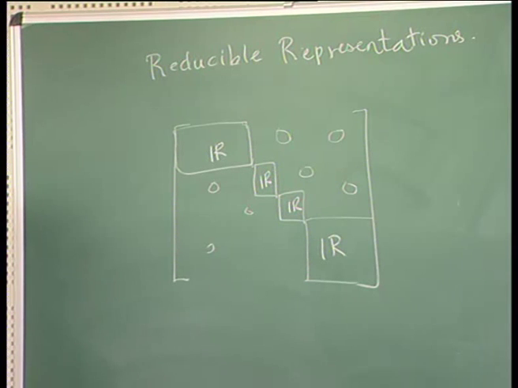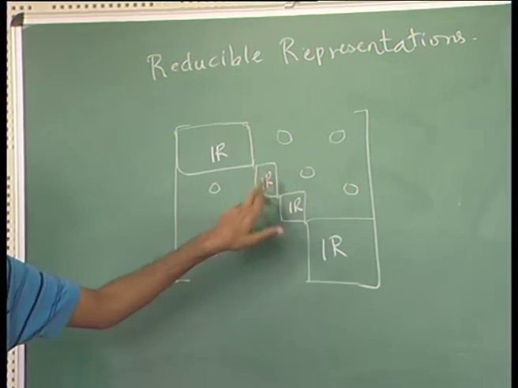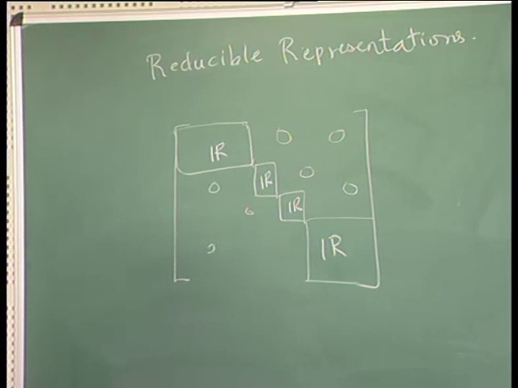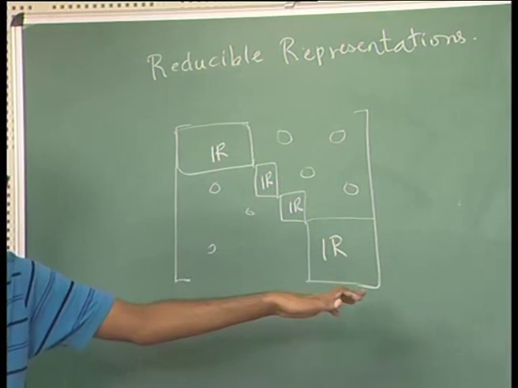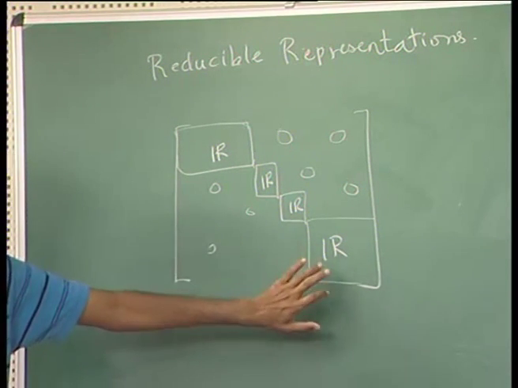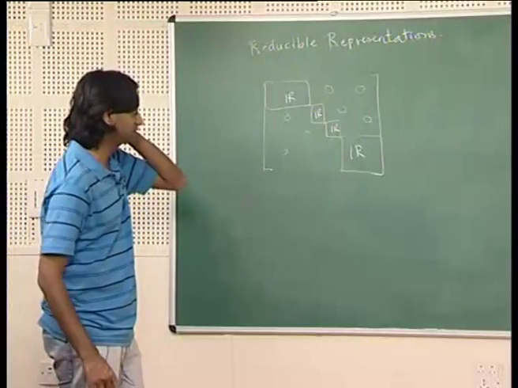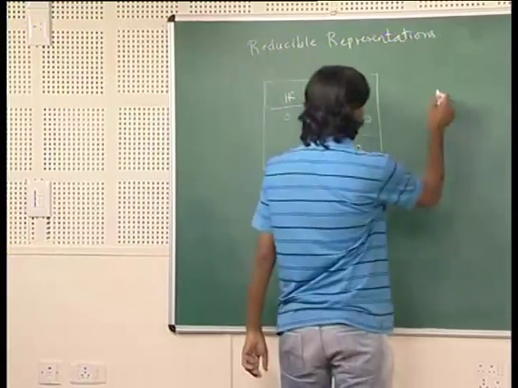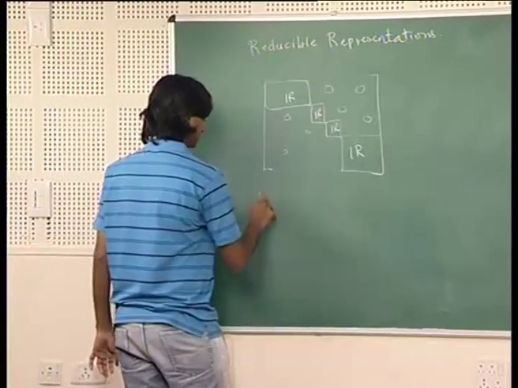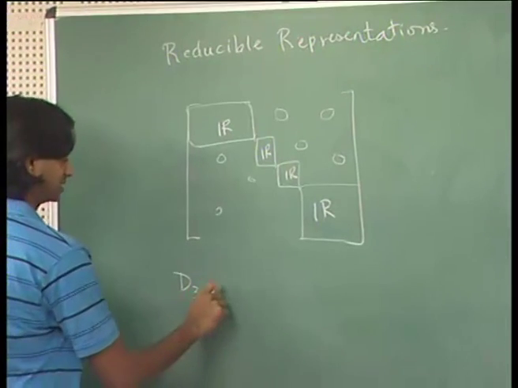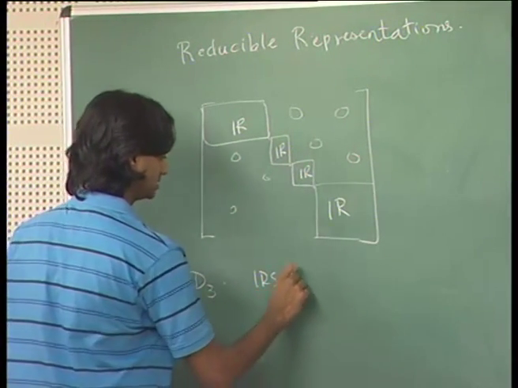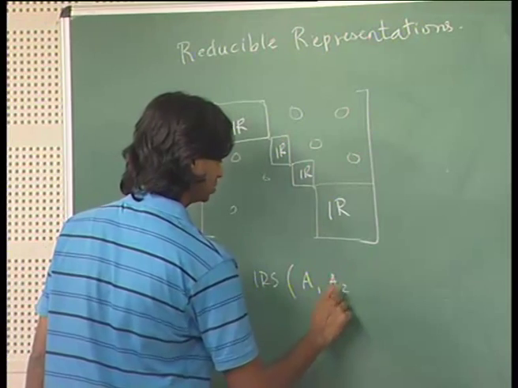Now, sometimes the same irreducible representation might appear multiple times. When you take any reducible representation and write it in terms of irreducible representations, then for certain matrices you can easily imagine that one irreducible representation appears multiple times. For example, the D3 group had 3 irreducible representations. They were A1, A2 and E.